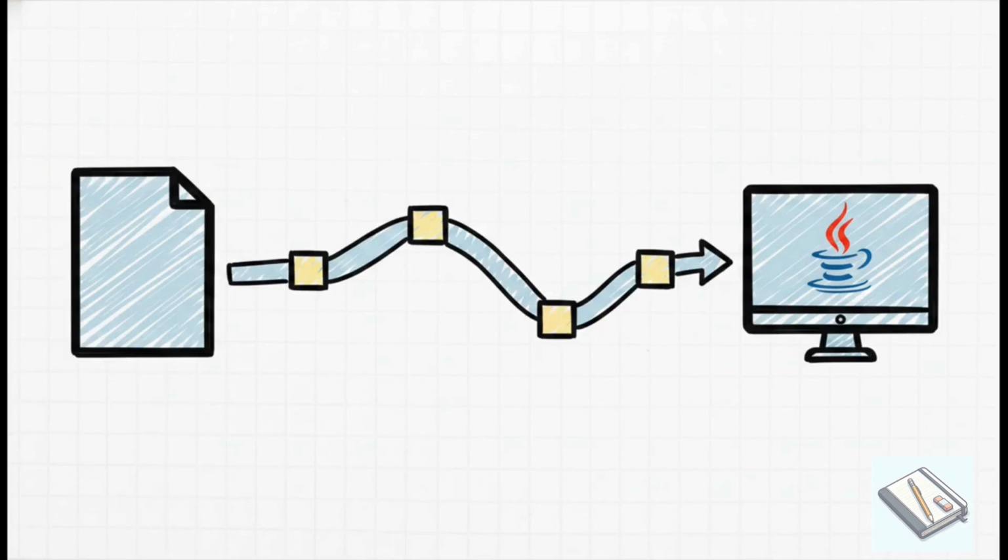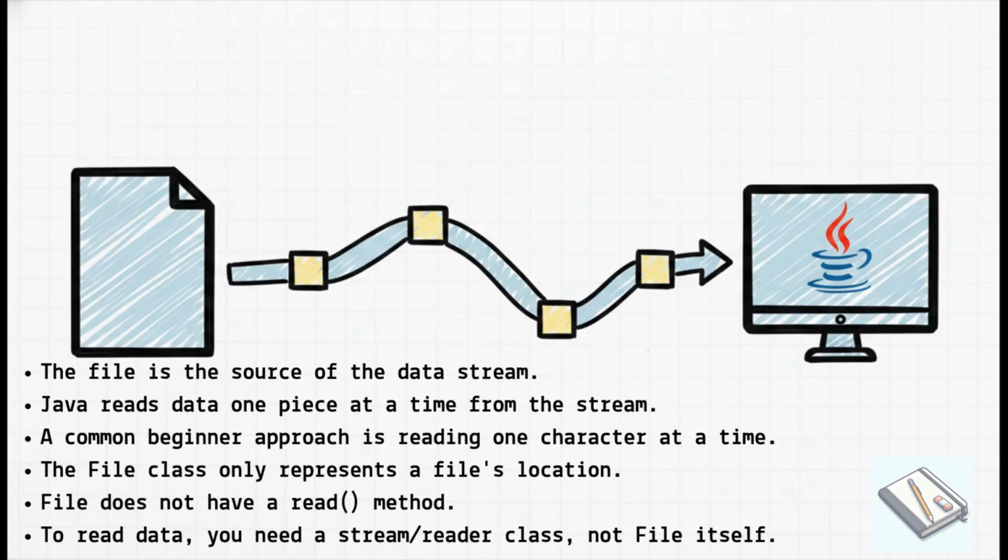And this right here is the mental model you need. The file is the source of the river, and Java opens up this data stream that your program can sip from one piece at a time. So with that in mind, let's see how developers usually try to do this for the first time.